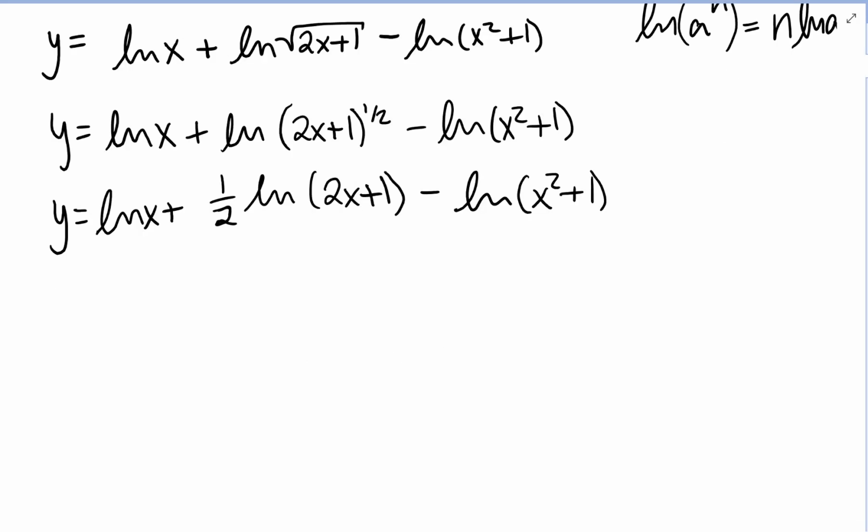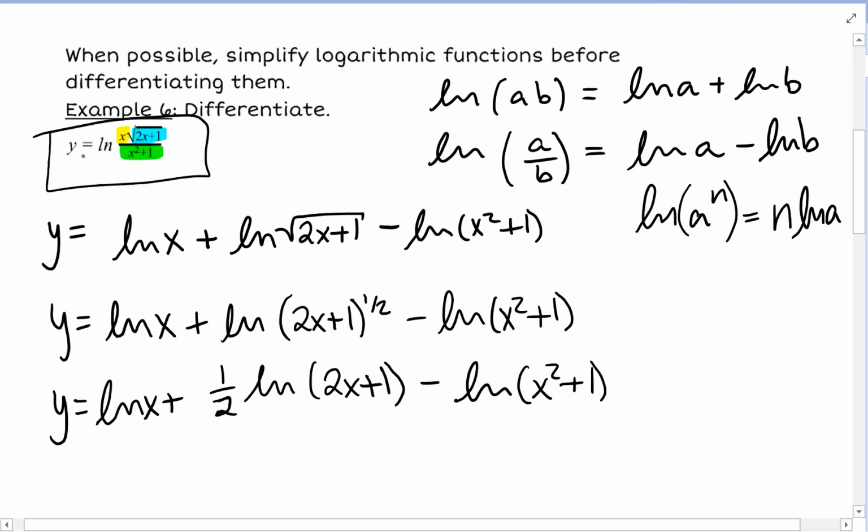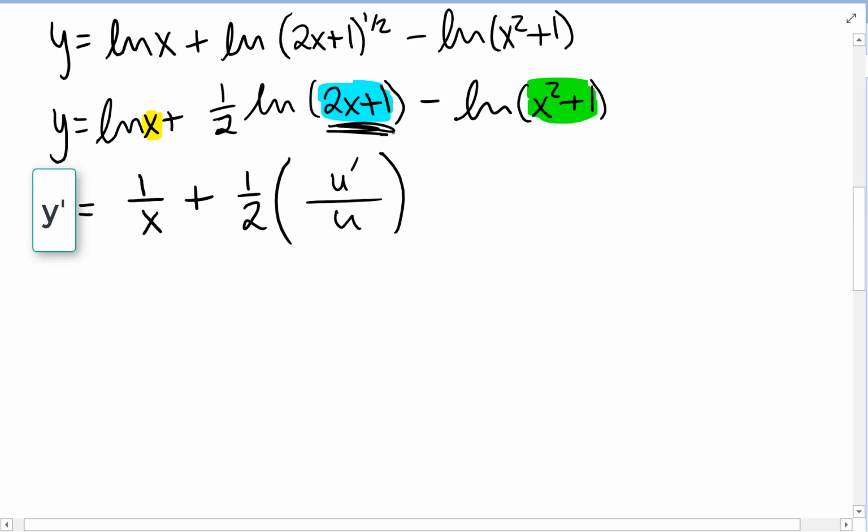Now this looks like it's going to be a little bit easier to differentiate than this crazy fraction we started with. So let's differentiate it now. The derivative of natural log of x is 1 over x. The derivative of 1/2 times natural log of 2x plus 1 will be 1/2 times the derivative of natural log 2x plus 1. That's natural log of u. So this will be u prime over u. Now this right here is u, so we need to fill that in. The derivative of this is 2. That's the numerator. And then the argument itself, 2x plus 1, is the denominator.